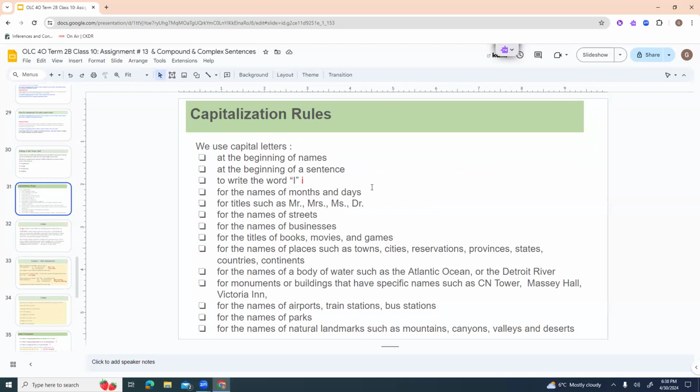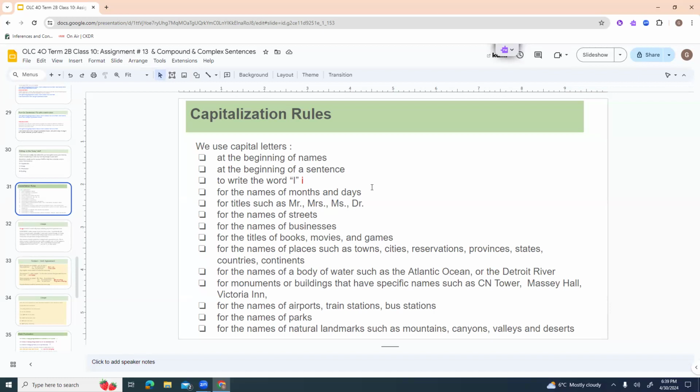I've kind of gone to town here and really listed all the different places that we have capitals. The first three or four are probably the most important ones, but the other ones come up every now and again. The very most important one is the beginning of names and the beginning of a sentence has to have a capital letter. When you write the word I, it should be a capital I, not a lowercase. The first letter of a name for the month or the day. For titles like Mr., Mrs., Ms., Dame. If you were in Britain, you might have things like Sir.